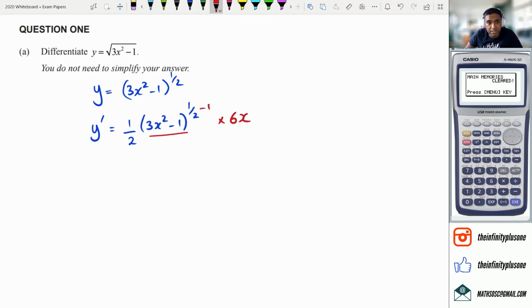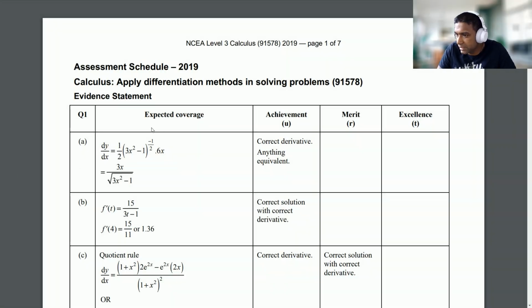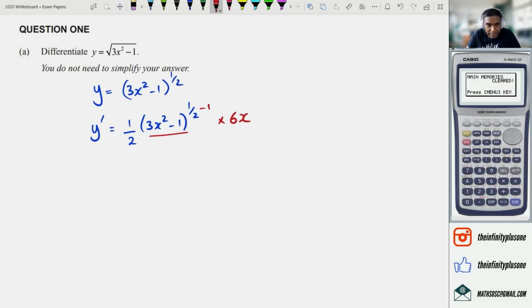Now, as you guys can see, it says you do not need to simplify your answer. And I'm just having a quick look at the answer schedule here. The only difference between my answer and theirs is they've written a half take away 1 as negative a half. But one of the things is that you can just put a little bracket around here if you want to, just to stay safe. And I think that should get you an achieved grade for that question.